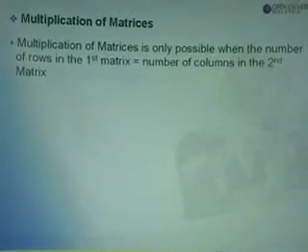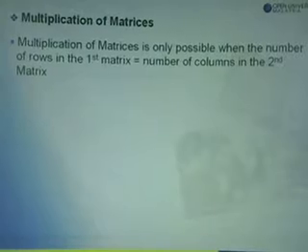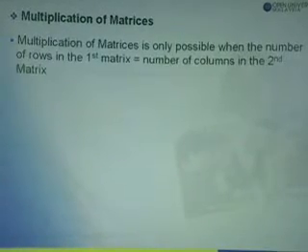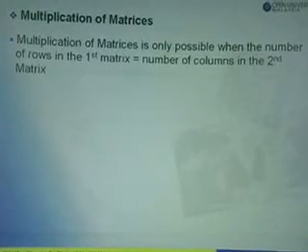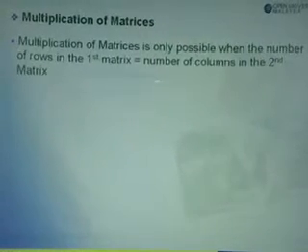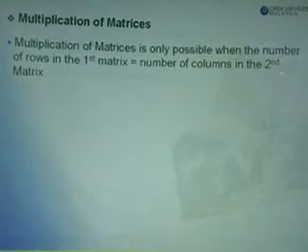There's another type of multiplication involving two matrices. When we multiply two matrices, the rule says the number of columns in the first matrix must equal the number of rows in the second matrix.